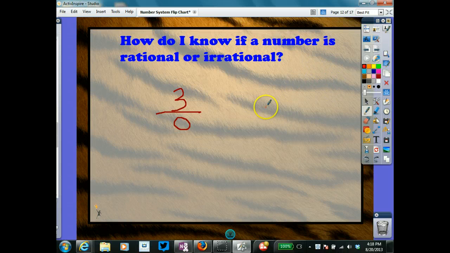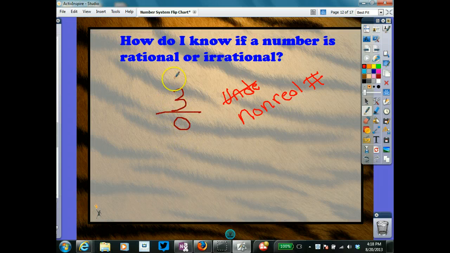Alright, and this is an interesting one here. How do I know if this number is irrational? Well, if you try to divide 3 over 0, even if you use a calculator, however you want to use it, you're going to get an error because this cannot happen. It is going to be undefined. Well, actually, a better term for that is non-real number. That would be a better term for that number. And you'll learn more about non-real numbers later, but you can't divide anything over 0.